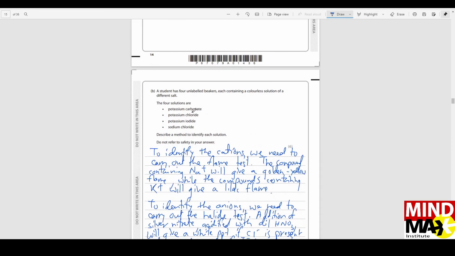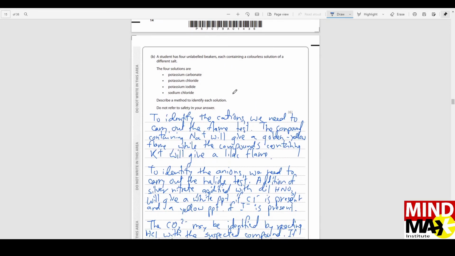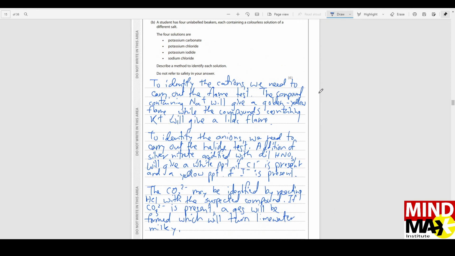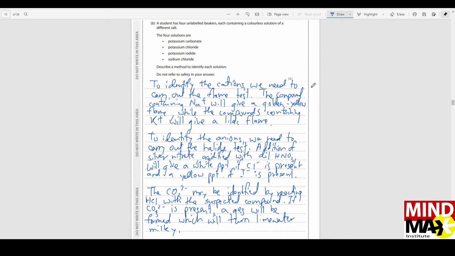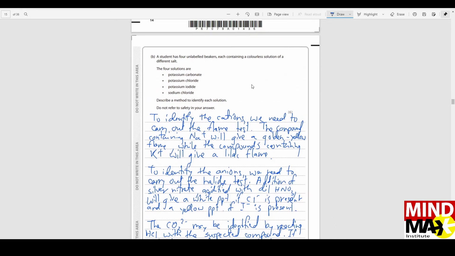Then here they have given you 4 samples and you have to differentiate which one is what. If you look carefully, you have potassium salts and sodium salts, and we know potassium and sodium can be tested using the flame test. Using the flame test, you differentiate whether the salt contains potassium or sodium. If it contains potassium, the flame test will give you a lilac flame, and if it contains sodium, it's going to give you a golden yellow flame. So that differentiates between potassium and sodium.